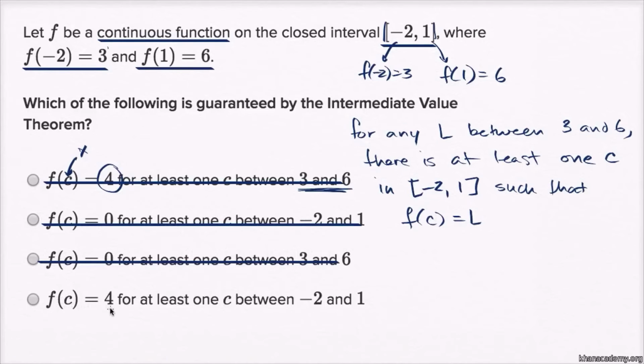So f of c is equal to 4. Well, that seems reasonable because 4 is between 3 and 6 for at least one c between -2 and 1. Well, yeah, because that's in this interval right over here. So I am feeling good about that.